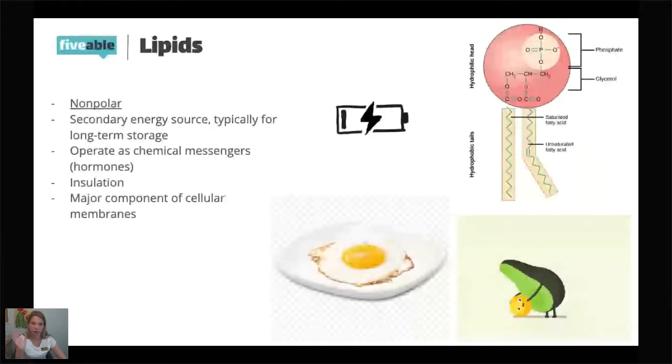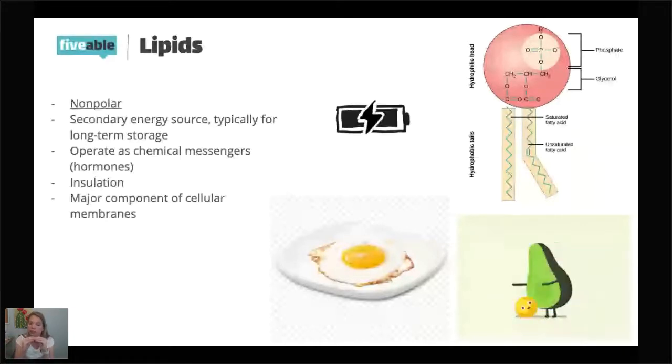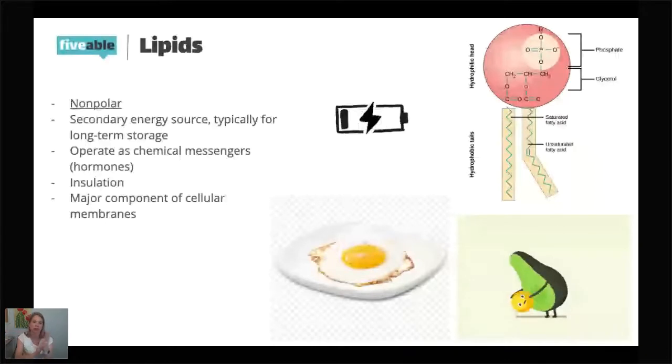I want to make that clear. But so lipids are going to be nonpolar, which is critical to their structure, which is critical to their function. They're a secondary energy source. So when you are on that sugar high and you've run out of carbs, your body will start burning the fat that you have eaten or that you have stored.